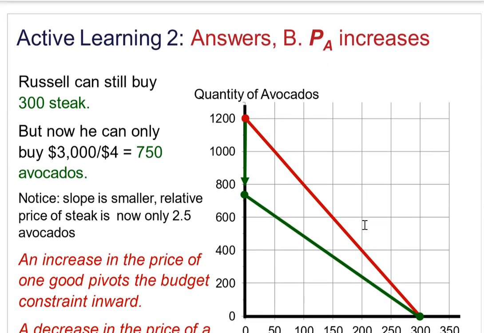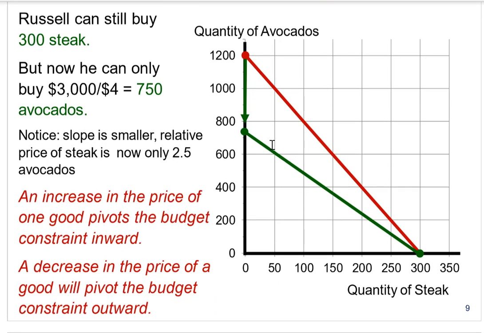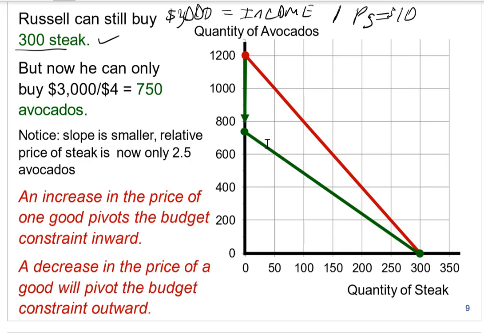Now, to answer the second question, question B, where price of avocado increases to $4. So this is in dollars. The $3,000 budget is still there, so that's the income Russell earns. With his $3,000 income, he can still buy 300 steaks, because question B didn't say anything about the price of steak. So price of steak remains constant at $10. We are still at this point.